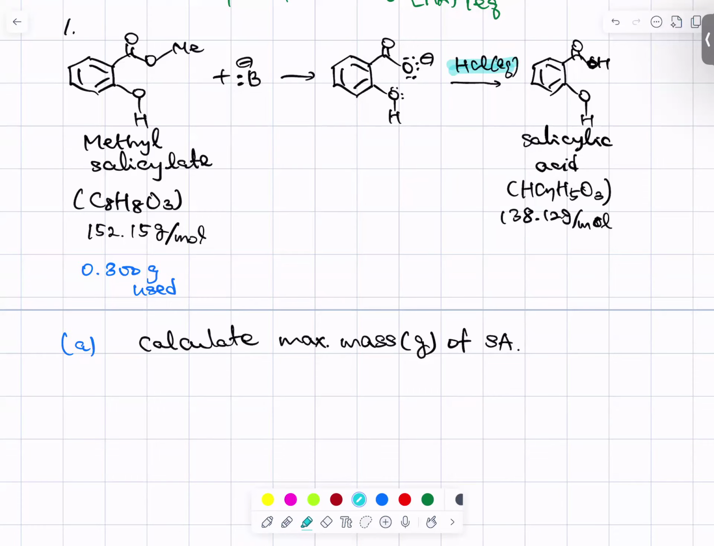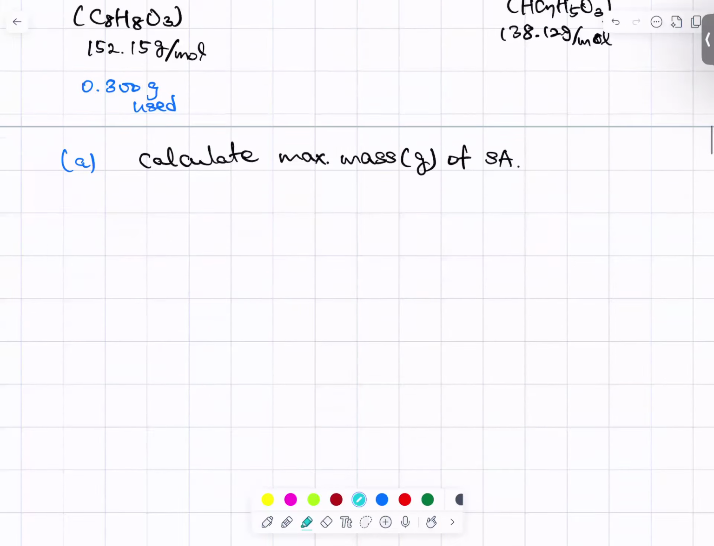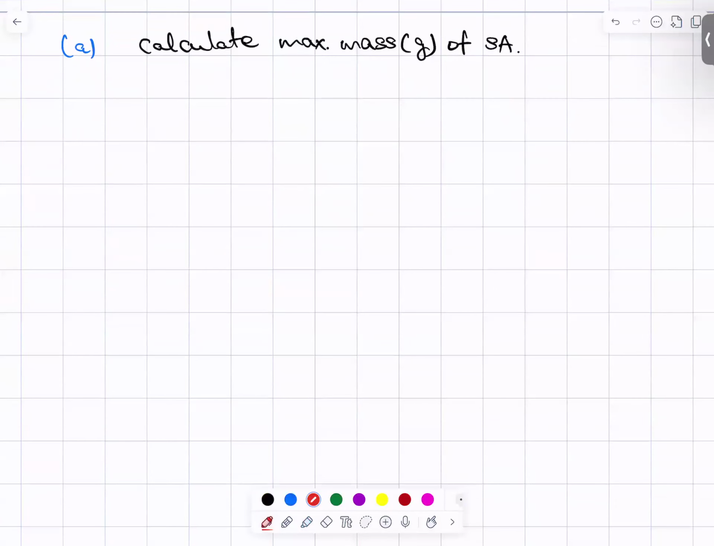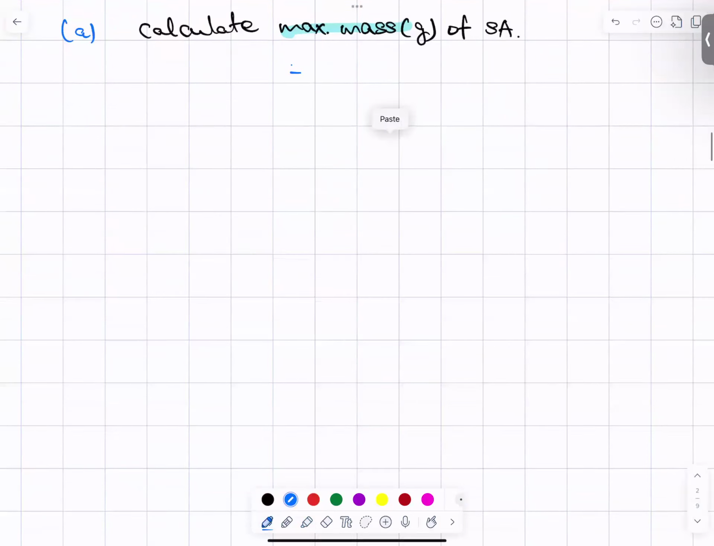Calculate. In the reaction, a student used 300 milligrams, 0.3 grams, of methyl salicylate. Then calculate the maximum mass in grams of salicylic acid. Here we need to understand the meaning of maximum mass. Maximum mass, in other words, is the theoretical yield. So this problem is asking us to find the theoretical yield of salicylic acid.